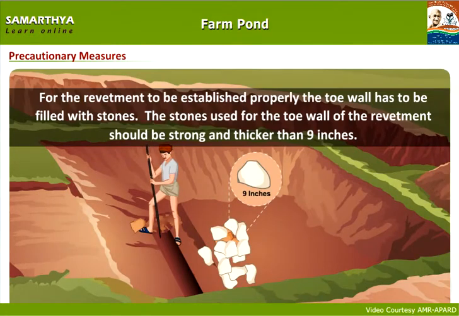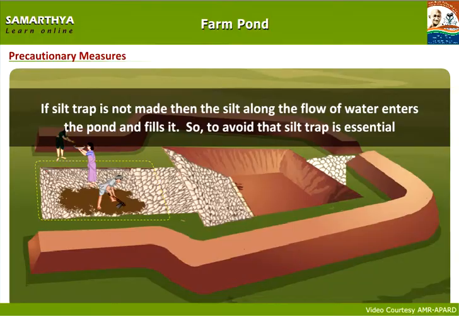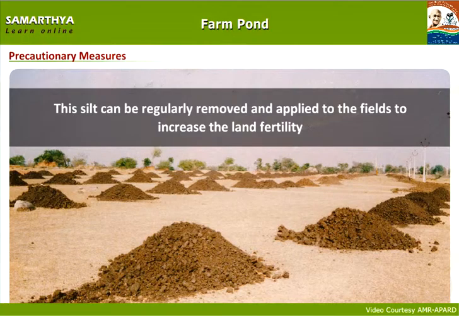For the revetment to be established properly, the toe wall has to be filled with stones. The stones used for the toe wall of the revetment should be strong and thicker than 9 inches. If silt trap is not made, then the silt along the flow of water enters the pound and fills it. So, to avoid that, silt trap is essential. This silt can be regularly removed and applied to the fields to increase the land fertility.